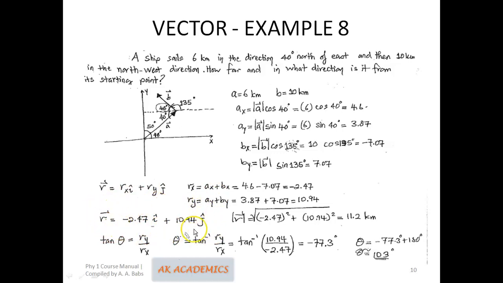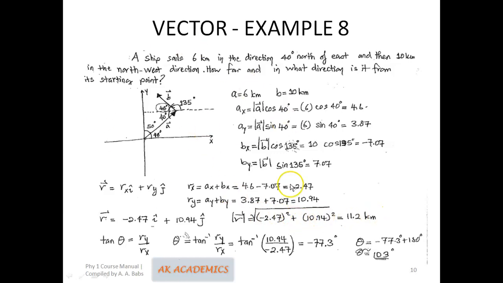And then from there, you go ahead and find the magnitude of the resultant vector. How do you find the magnitude? It becomes the square root of the horizontal component, minus 2.47 squared, plus the vertical component, 10.94 squared. If you find the solution to this, you obtain the magnitude of the resultant vector as 11.2 kilometers. Your examiner would also want to see these.